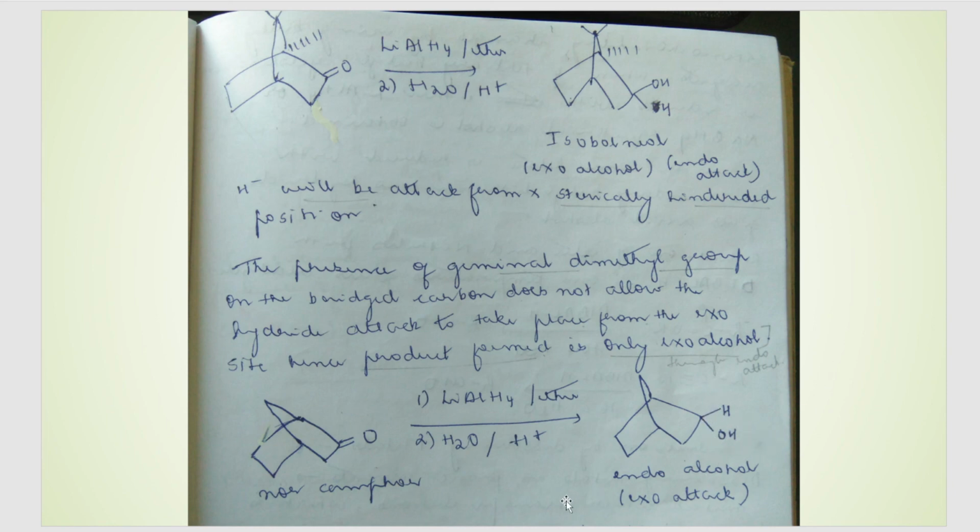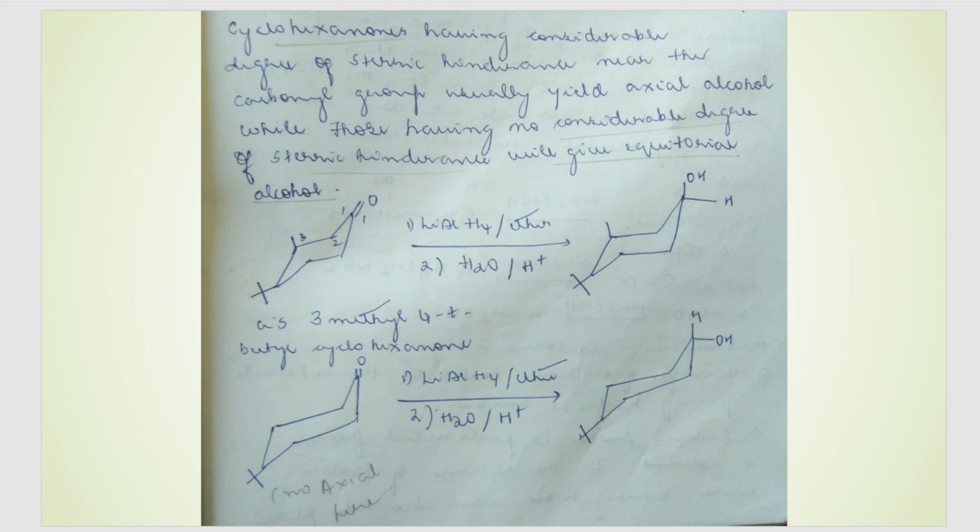So usually reduction of camphor should give you an endo alcohol, but in this case, because of the presence of the geminal dimethyl group that creates steric hindrance, you get an exo alcohol instead of an endo alcohol. So that is about stereochemistry. Next, another example we are taking is in the case of cyclohexanones.